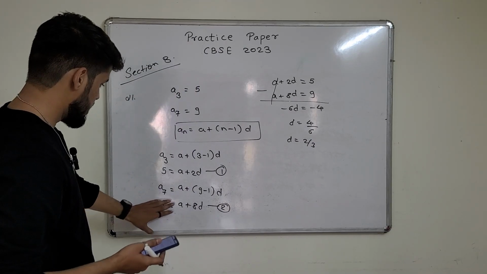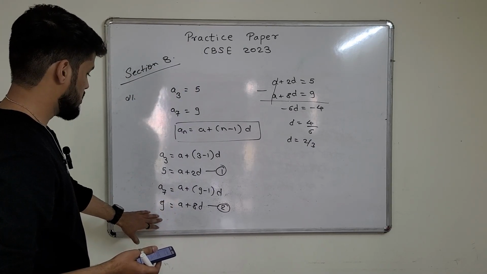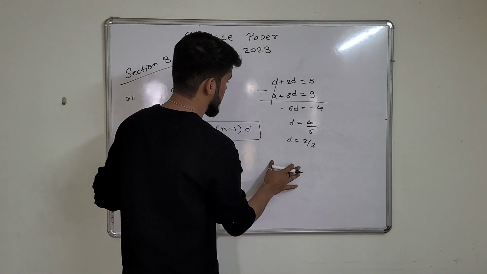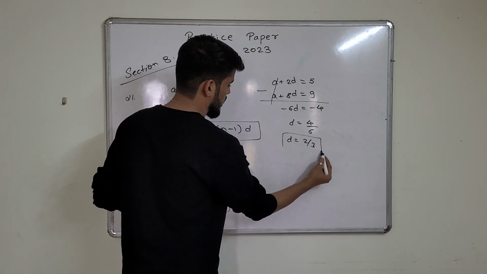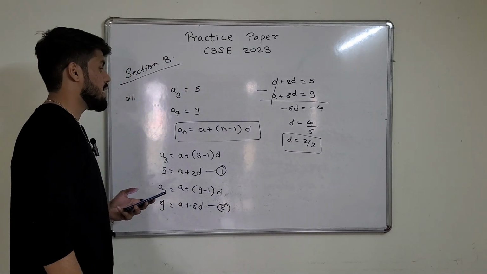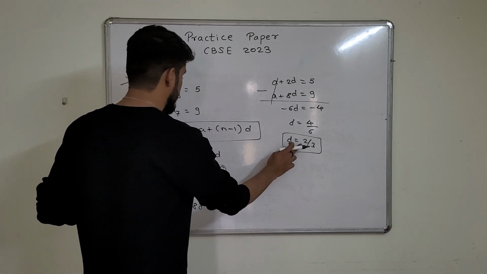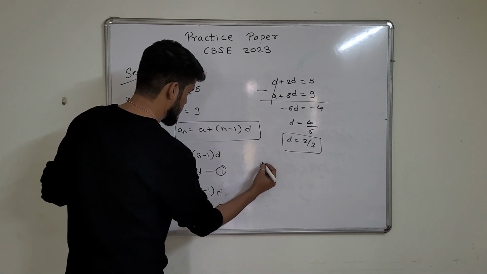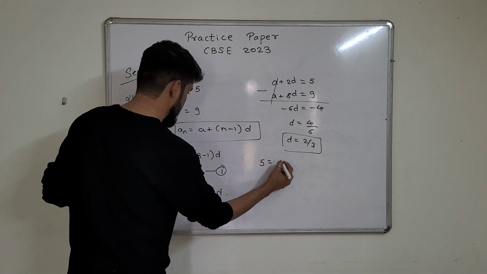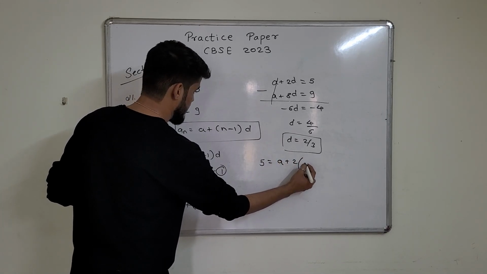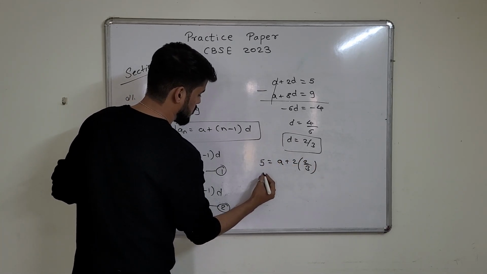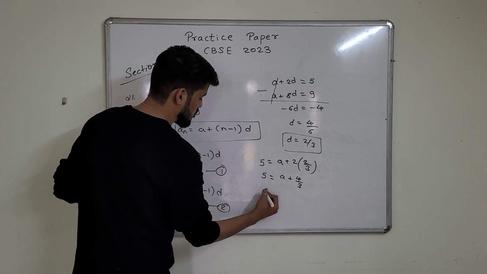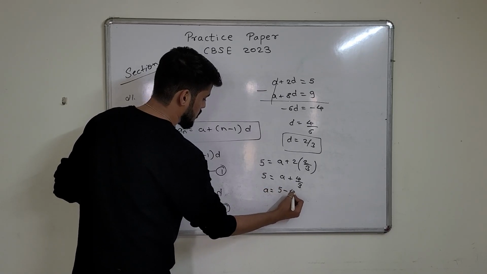9 equals a plus 8d, yes that is correct. So d equals 2/3, and what do we need to find out? We need to find the AP, right? So after getting d, just substitute the value of d in this equation. So here we get 5 equals a plus 2 into d, that is 2/3. Okay, so 5 equals what do we get? a plus 4/3. Shift it here. So a is 5 minus 4/3.